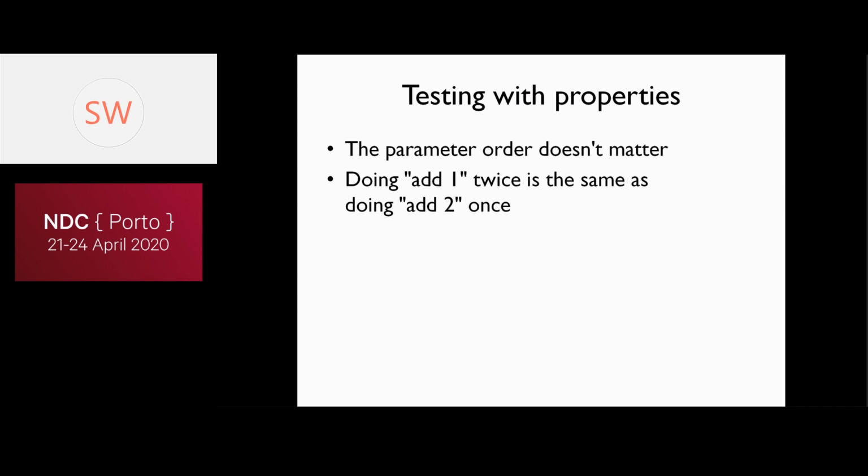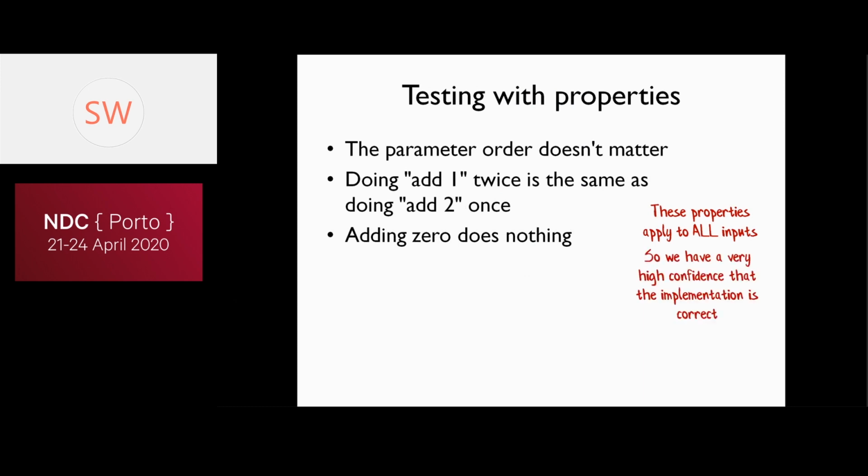The parameter order doesn't matter. Doing add 1 twice is the same as adding 2, and adding 0 does nothing. These properties apply to all the inputs no matter what they are. No matter how random they are, these things are always true. So we have a very high confidence. Going back to my original statement, we haven't tested all 4 billion inputs, but by choosing random inputs and they always work out, we have a high confidence that the implementation is correct. So we've basically written 3 tests, and rather than 3 example tests, we actually have 3 property tests.